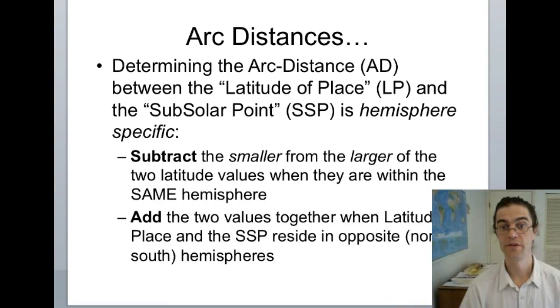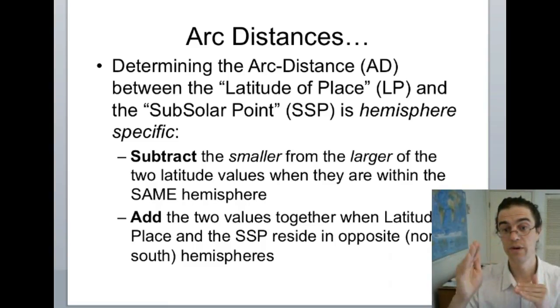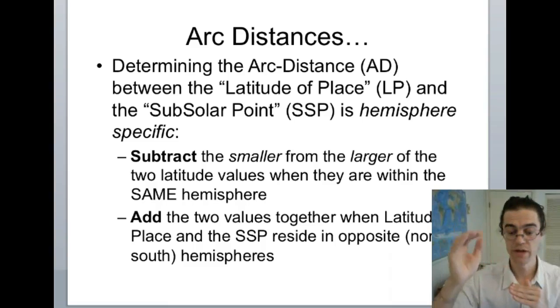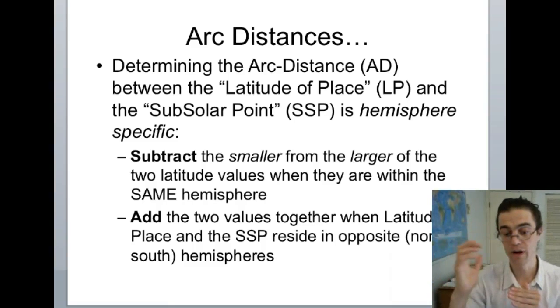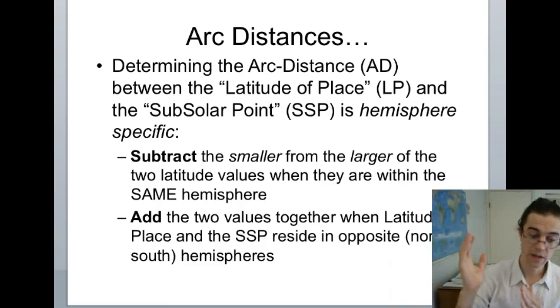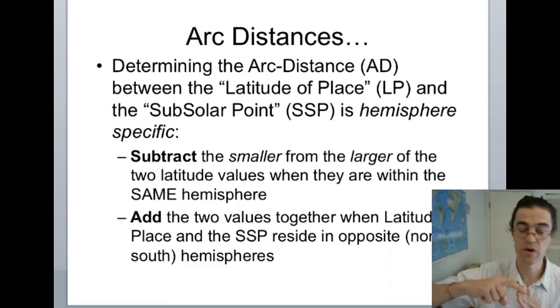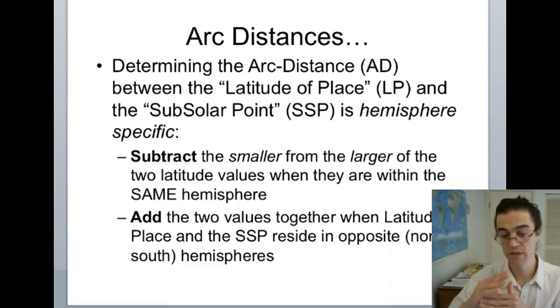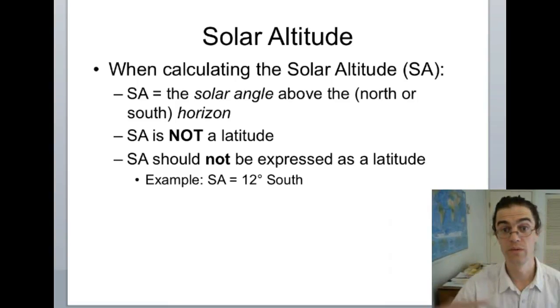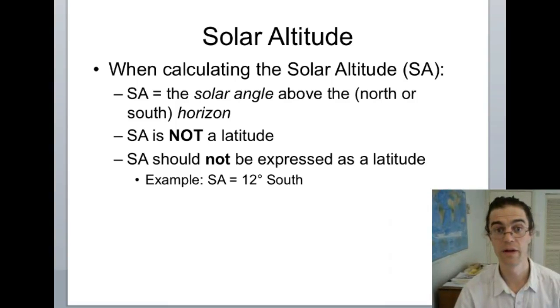And we add the two values together when the latitude of place and the subsolar point reside in the opposite, the north and south hemispheres. This is the case in our image from 2 slides back, right, where our subsolar point was in the southern hemisphere and our latitude of place was in the northern hemisphere. So we would need to add those two latitudinal values to come up with the arc distance, because just logically we can think of you needing to cross the equator, versus if you're in the same hemisphere, then you're taking one away from the other, subtracting, because you're not crossing the equator. And we'll flesh this out together here as the slides go on.